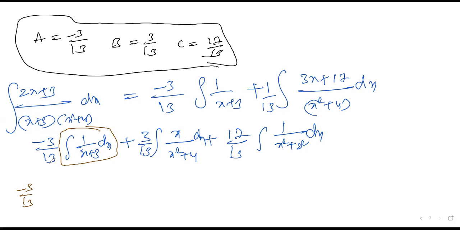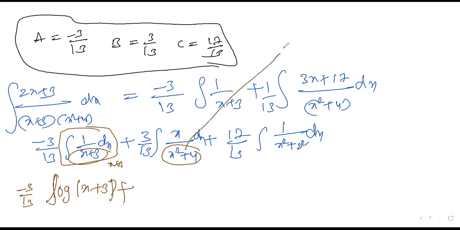x plus 3 is equal to T. Integration of dt by T is log T, so I directly get log of (x plus 3). Plus, if you take x square plus 4 as T, what will you get for dt? 2x dx will come.